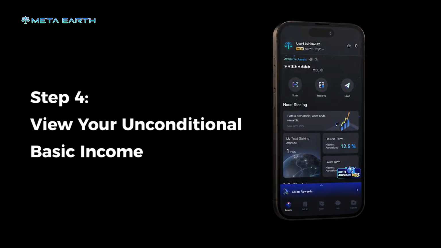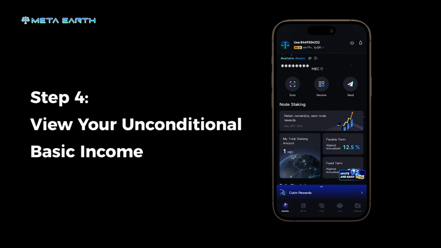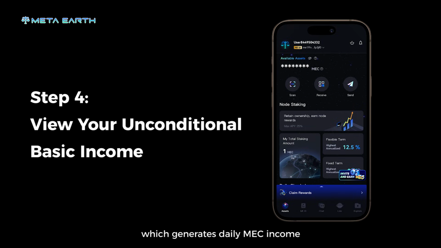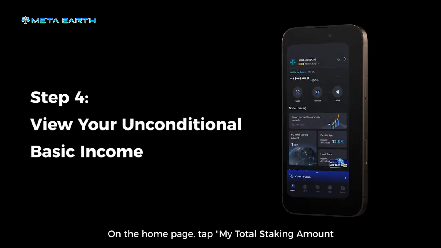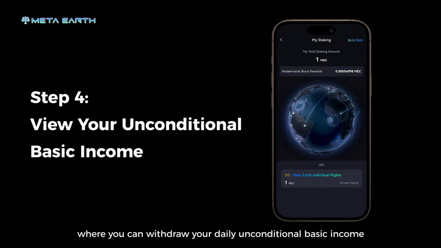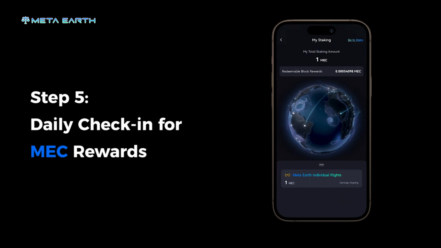Step 4. View your unconditional basic income. Once your MeID is verified, you will receive one permanently staked MEC, which generates daily MEC income. You will also receive a monthly airdrop of 0.01 MEC. On the home page, tap My Total Staking Amount to enter Meta Earth Individual Rights, where you can withdraw your daily unconditional basic income.